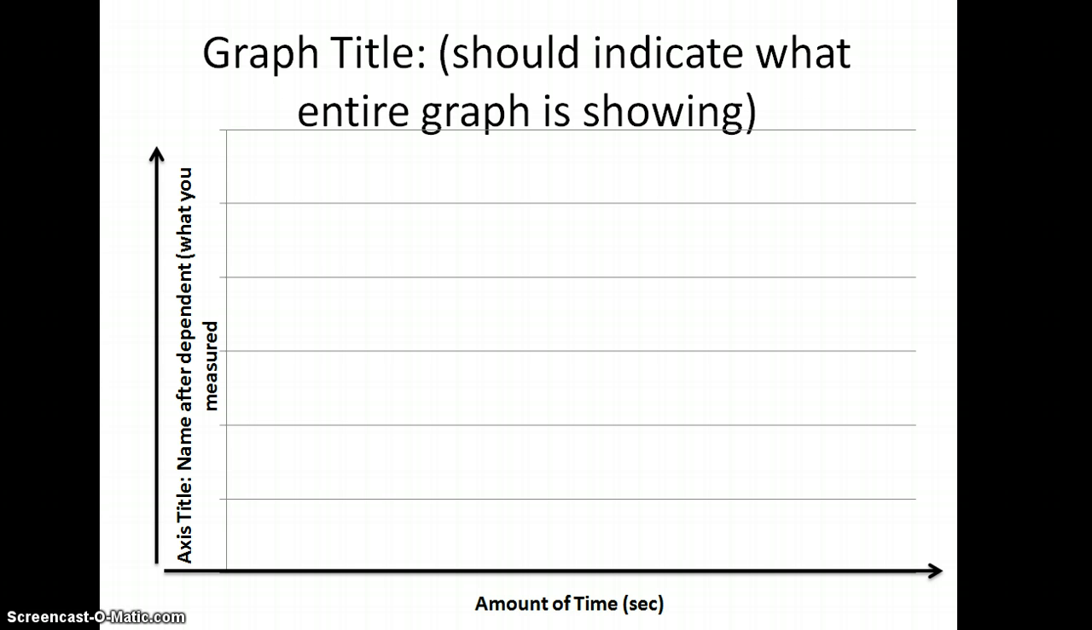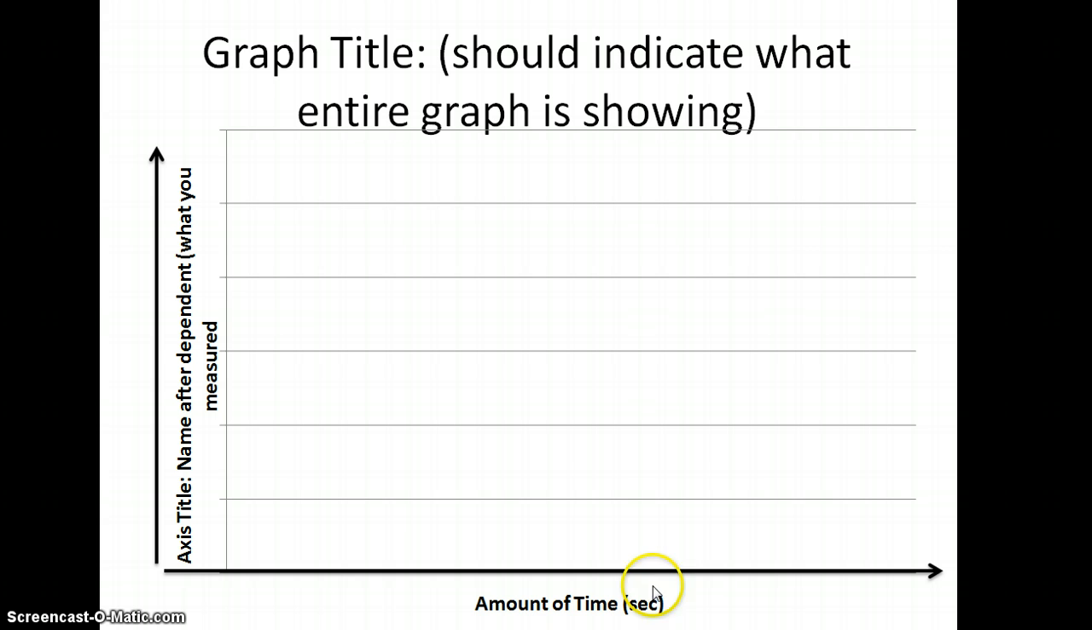After you've done that, go ahead and include your titles. You should have a graph title. Your graph title should be telling me what your entire graph is showing. So it should be a detailed title telling me what the entire graph is showing me. Don't be vague, be specific. What is it telling me?